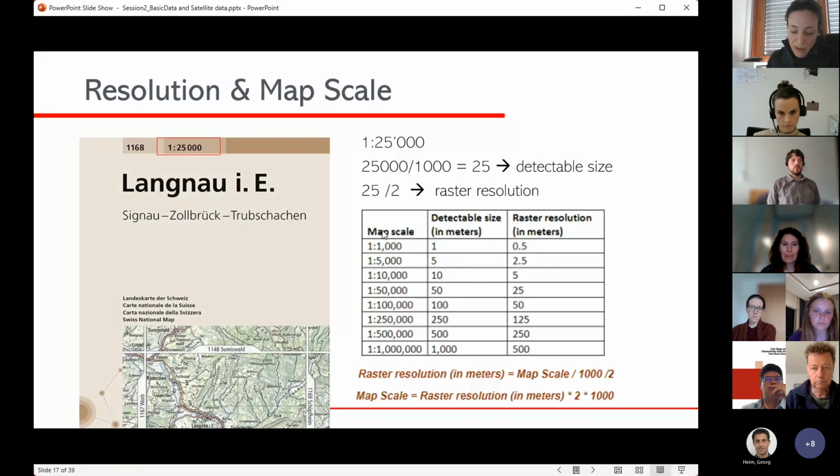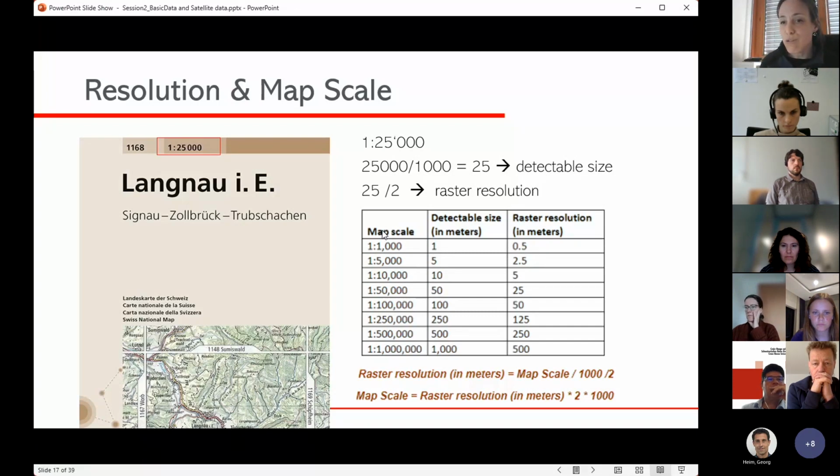The map scale, like here on the Swiss topographic map of Langnau, is stated at the top with 1 to 25,000, which means that one map unit represents 25,000 units in reality. Waldo Tobler, a renowned cartographer, established the following rule: divide the denominator, so the 25,000 in this case, of the map scale by 1,000 to get the detectable size in meters, 25 meters. So anything that's 25 meters large can be detected.